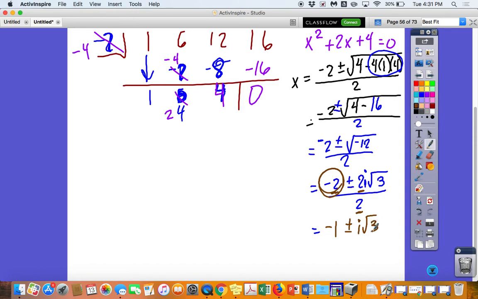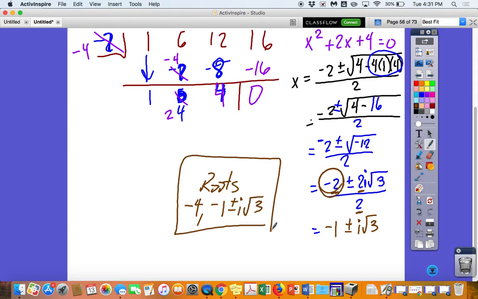So your zeros or roots or whatever you want to call them, solutions, you had negative 4, and then we had negative 1 plus or minus i square root of 3. And that should sum it up.